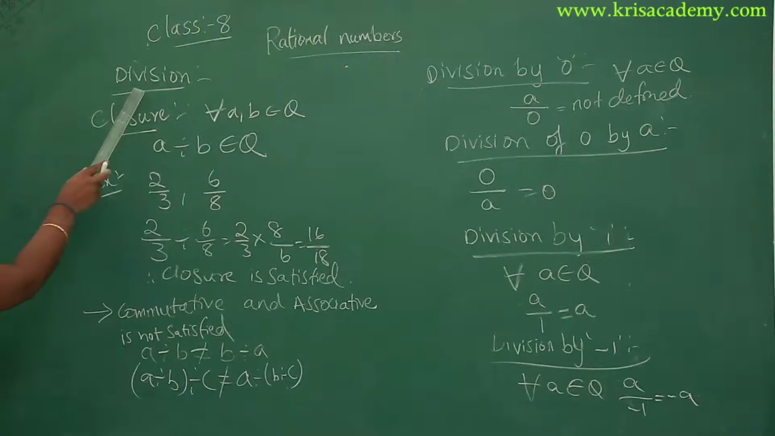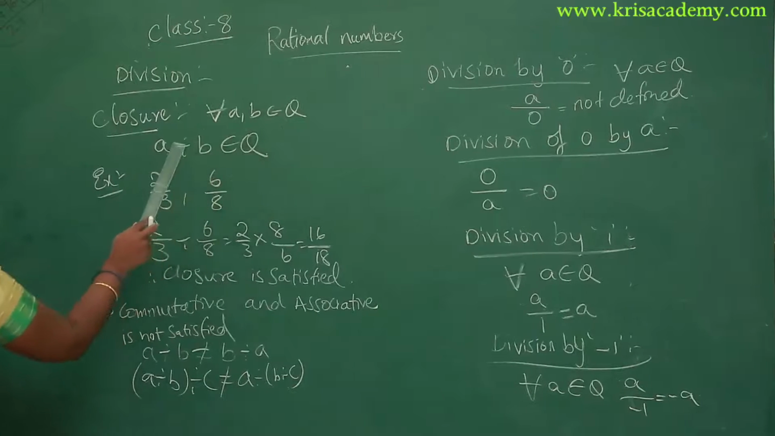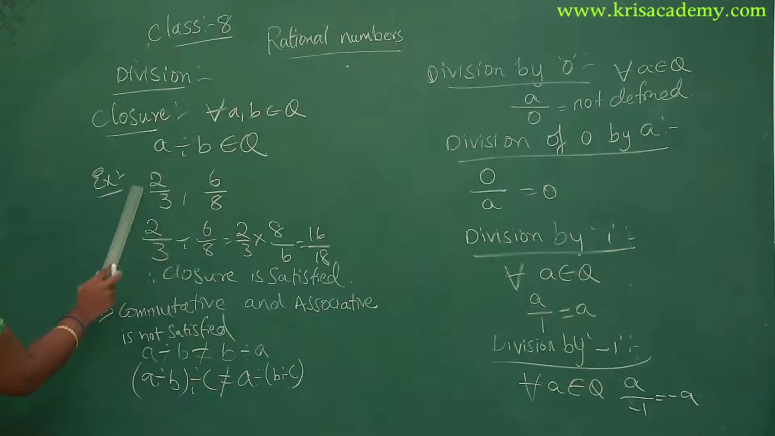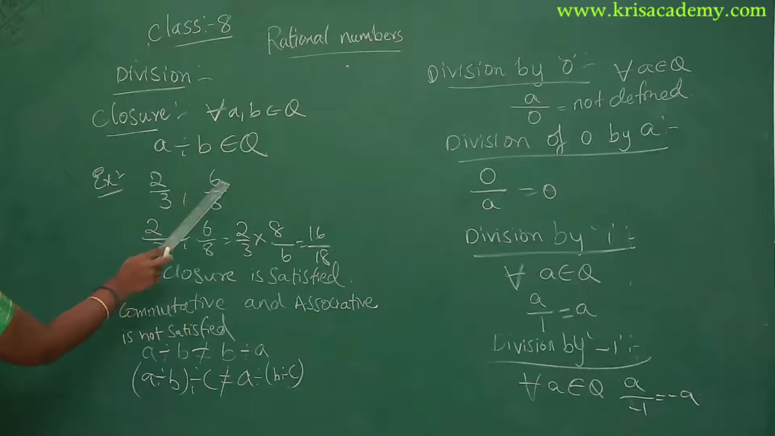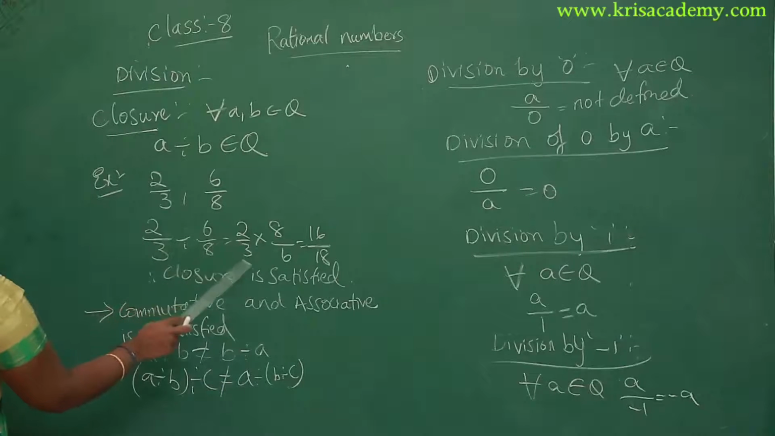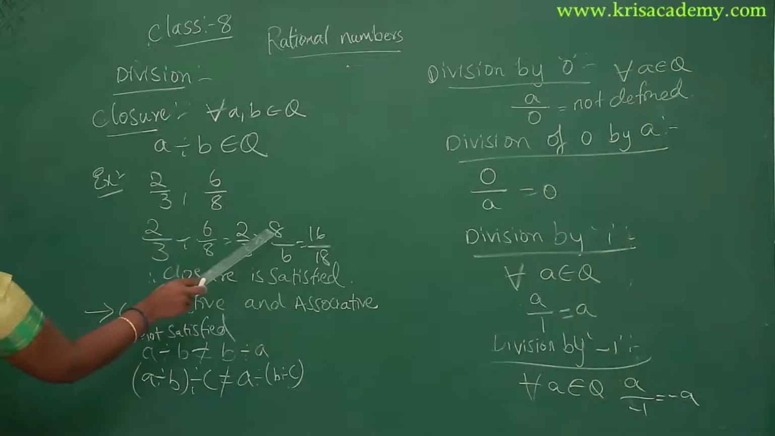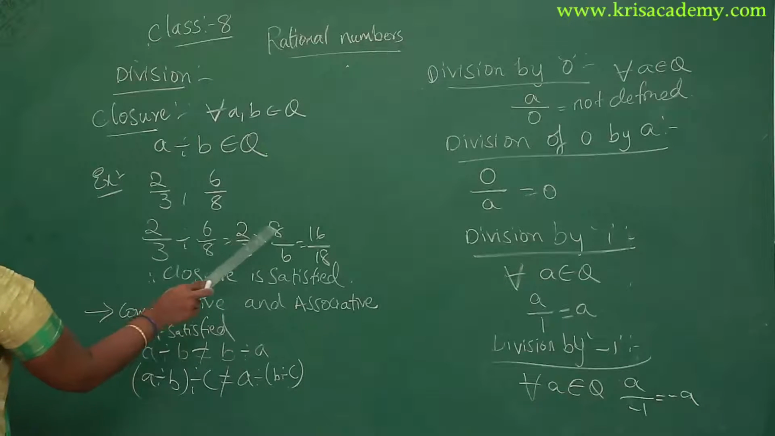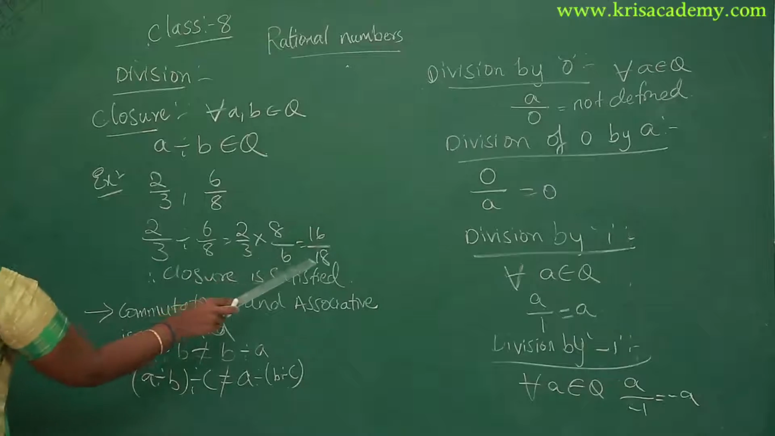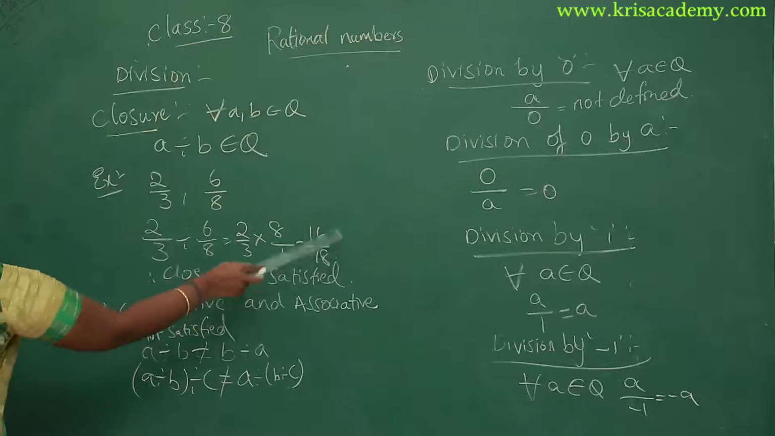Now last binary operation is division. First you take closure. For all a, b belongs to Q, a divided by b belongs to Q. So now let us take one rational number 2 by 3. The other one you can take 6 by 8. 2 by 3 divided by 6 by 8. First rational number write as it is, 2 by 3. Division's opposite is multiplication. 6 by 8 will be reversed as 8 by 6. Now multiply. 2 8s are 16, 3 6s are 18. So closure property is satisfied because when we divide any two rational numbers, we are getting a rational number only.